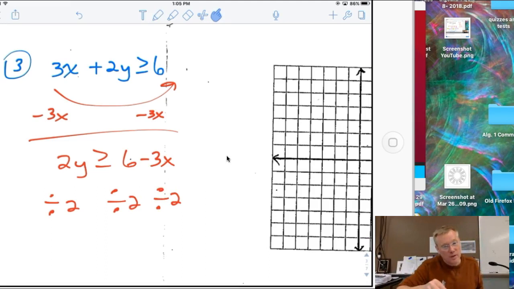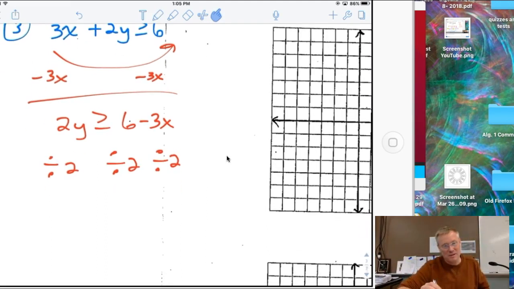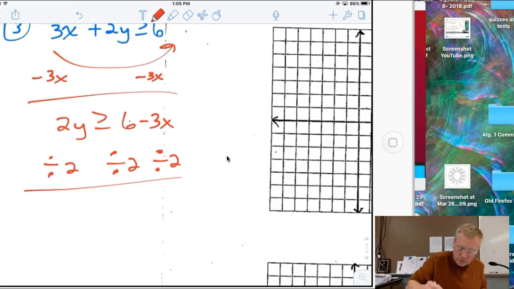Remember, if that was a negative number and I was dividing it, since it's an inequality, I would flip that arrow the other direction, okay? In this case, it's positive, so I don't have to flip it, but I just want you to remember that, because occasionally it'll come up.